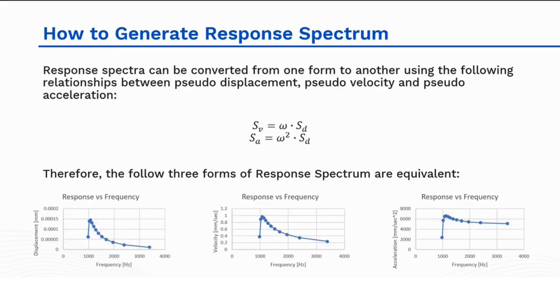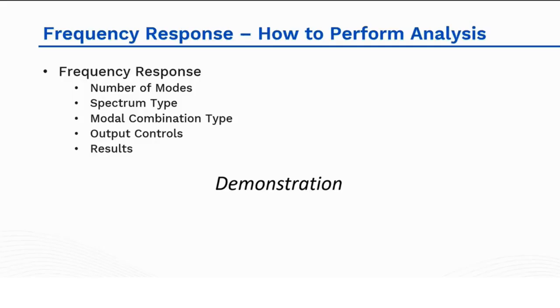We can convert a response spectrum from one form to another by using these simple equations. Whenever we are making a response spectrum, we're thinking in terms of pseudo displacement, pseudo velocity, and pseudo acceleration. So these three plots are considered to be equivalent. Let's take a look at a couple demonstrations. I'm going to discuss the number of modes, spectrum type, modal combination type, output controls, and results.